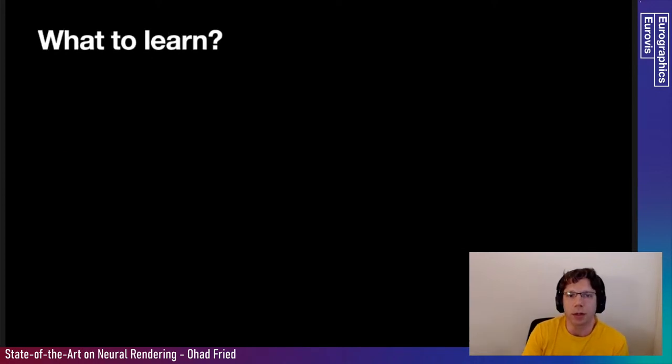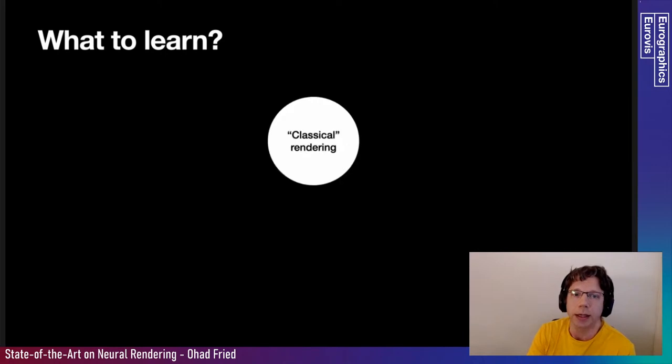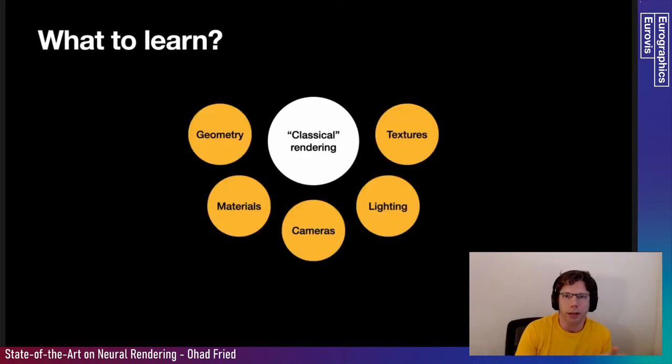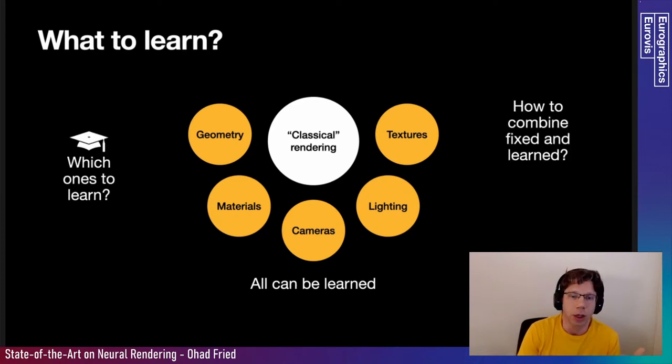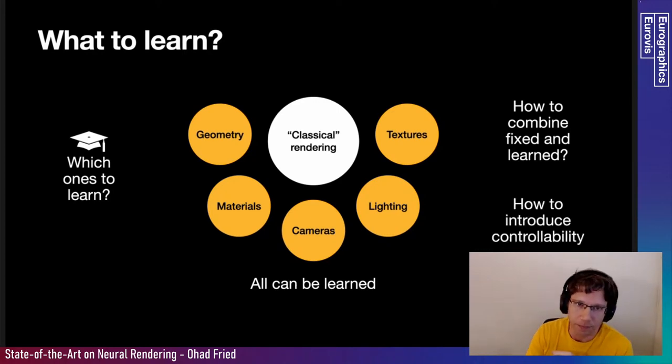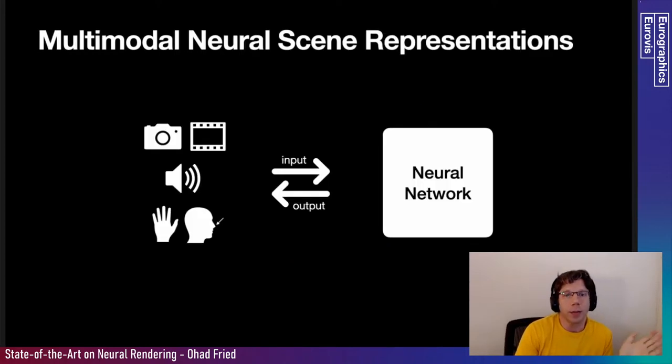Just to drive the point home, there are many pieces that can be learned, and we really need to make informed decisions. If you think about classical rendering, all these elements, geometry, material, camera, lighting, texture, others, they all take part in the rendering process, and all of these can be learned from data in some form or another. The interesting question to me is, for a given application, which ones should we learn? And as I said before, how do we combine these fixed and learned representations to help the network generalize and introduce controllability?